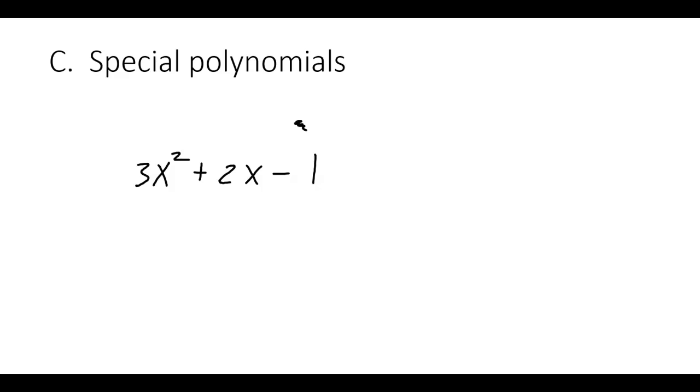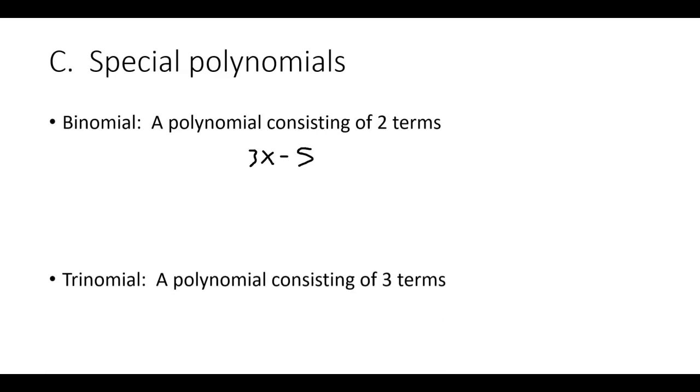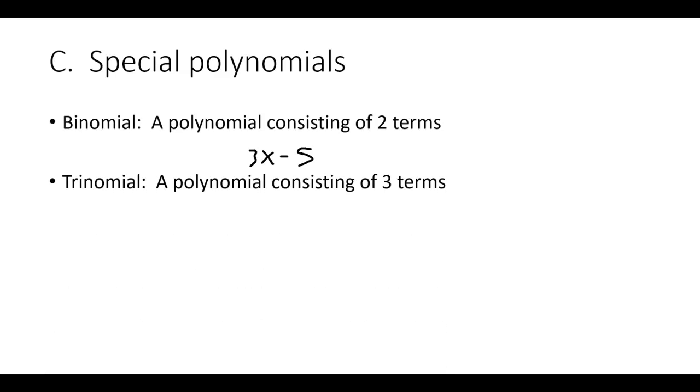Now there are special kinds of them. They get names because they're pretty common. A binomial would consist of two terms. So, for instance, 3x minus 5. There's two monomials there being combined with a minus sign. That would be a binomial. And a trinomial consists of three terms, just like the one I just had up a second ago. I'll just put it back up there. I don't know if it's the same exact one, but that's a trinomial. It's got three terms being added or subtracted together.